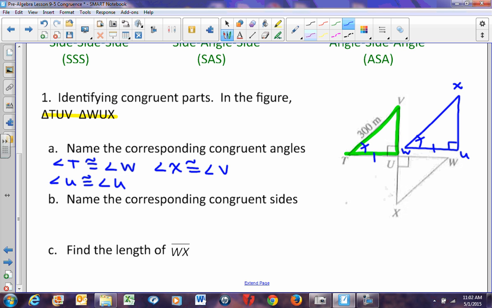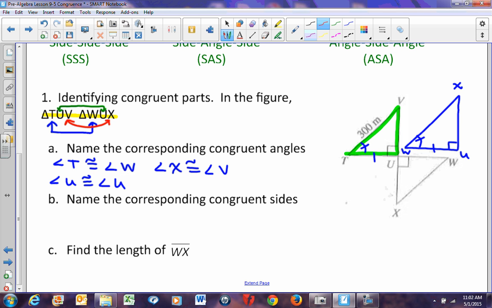Another way of looking at this, okay, is I can look at the letters themselves. T is congruent to W because they're labeled first. U is congruent to U because that's the middle letter. And last but not least, V is congruent to X because that's the last letter. They have to go in order, they have to match.